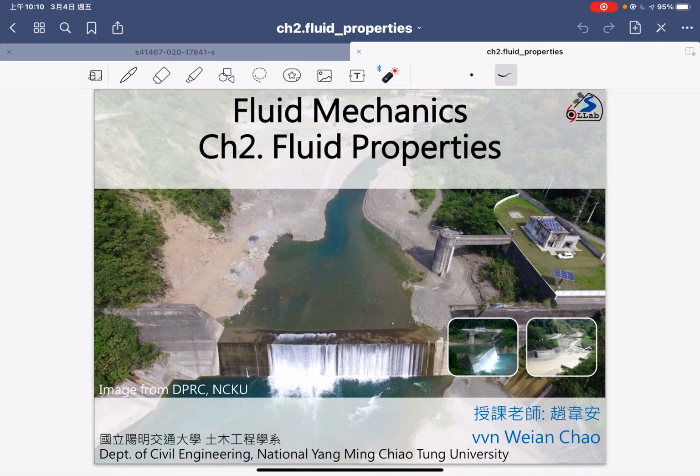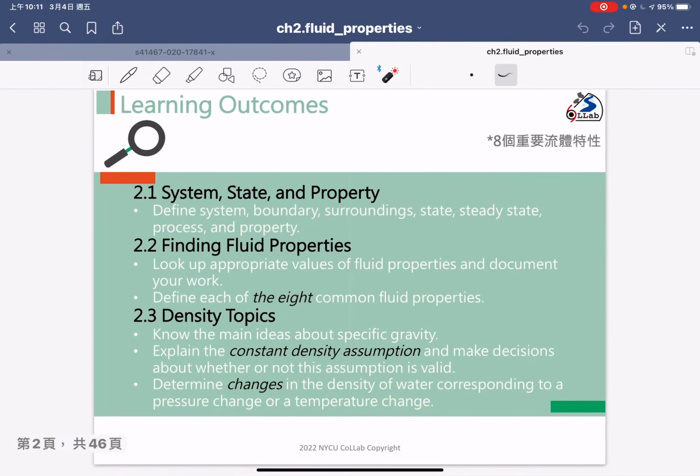So today we move to chapter 2, and as you can see, the title is Fluid Properties. Okay, so today, the most important thing is the fluid properties. Okay, so this is the outcomes for these chapters.